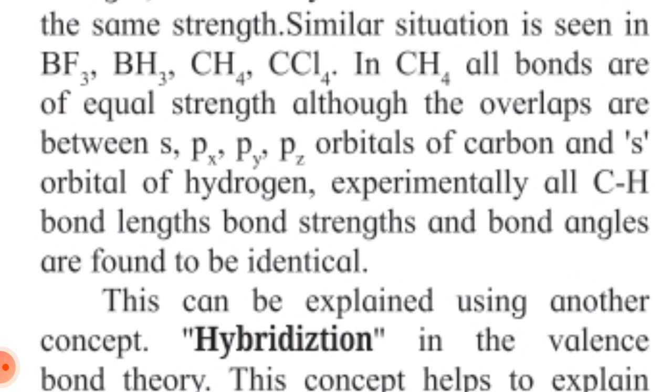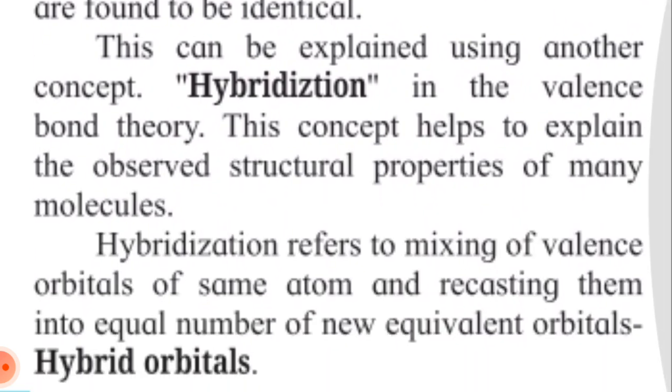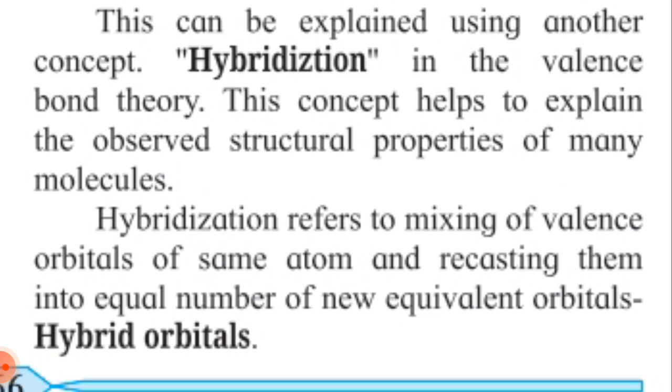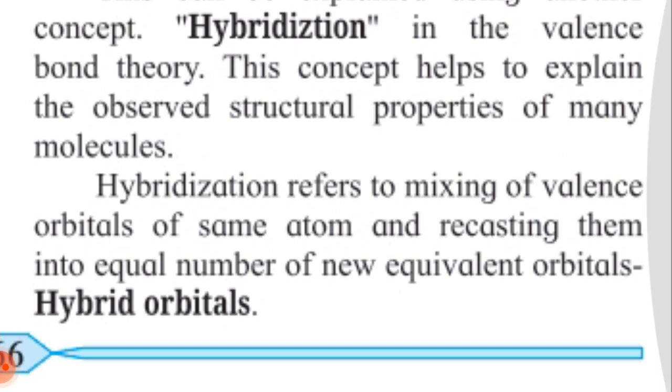In methane, all bonds are of equal strength, although the overlaps are between the s, px, py, pz orbitals of carbon and the s orbital of hydrogen. Experimentally, all carbon-hydrogen bond lengths, bond strengths, and bond angles are found to be identical. This can be explained using another concept, hybridization in the valence bond theory. This concept helped to explain the observed structural properties of many molecules.